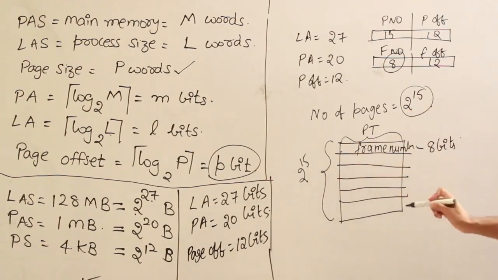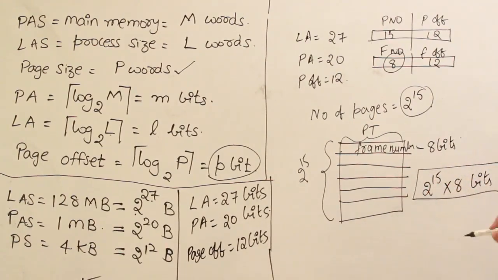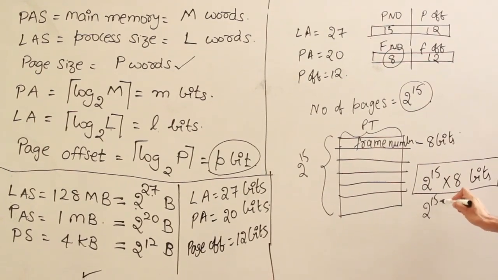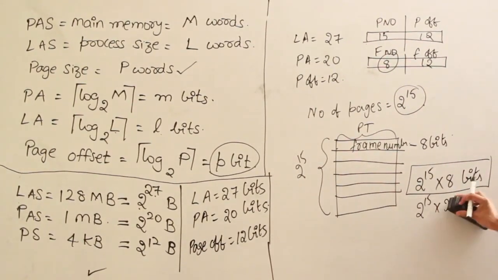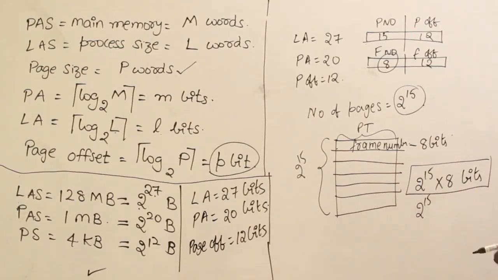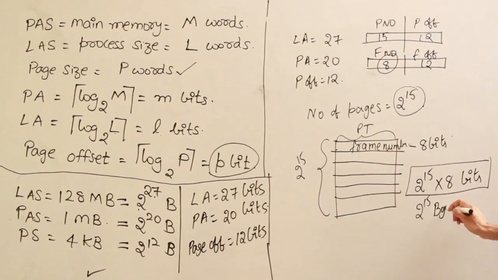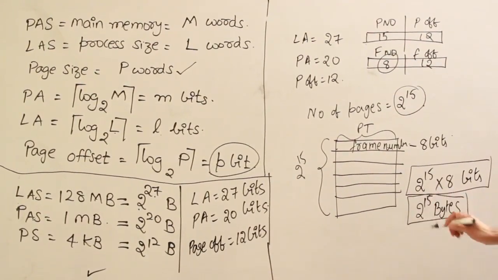So the total page table size will be 2 power 15, the number of entries, times the size of each entry, which is 8 bits. This is the total page table size in bits. Now what will this be in bytes? 2 power 15 into 1 byte, since 8 bits is 1 byte. Therefore it is 2 power 15 bytes. Got it? So in this numerical, the page table size is 2 power 15 bytes.